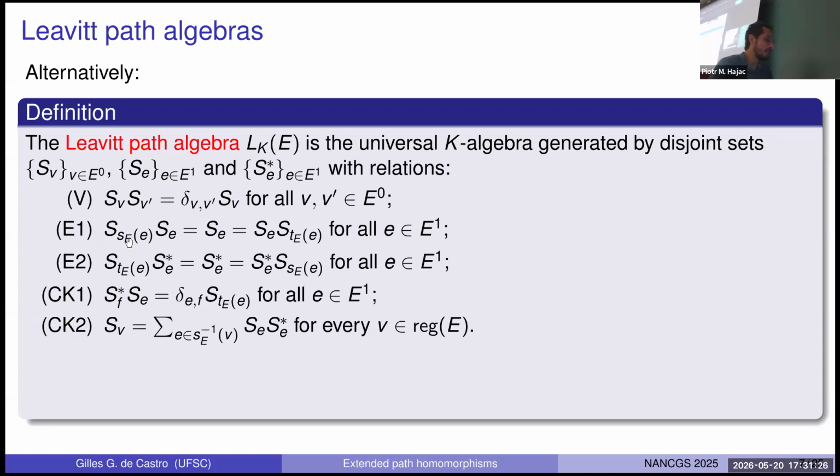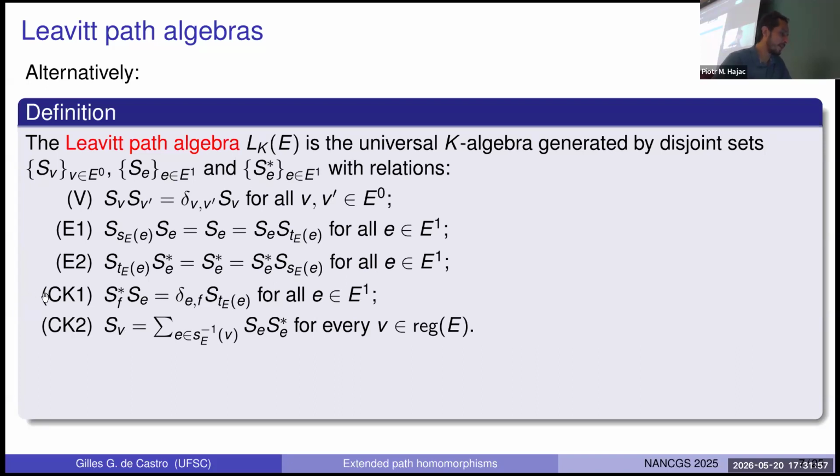So the source of e, when you concatenate with e, is just e itself, the same thing for target. And when we take these stars, which are the ghost edges, they have the target and source exchanged. So you use here the target of e is the source of e star, and similarly, the target of e star is the source of e. So they have the second relation. For Cuntz algebras, you don't need this because everything already has a star.